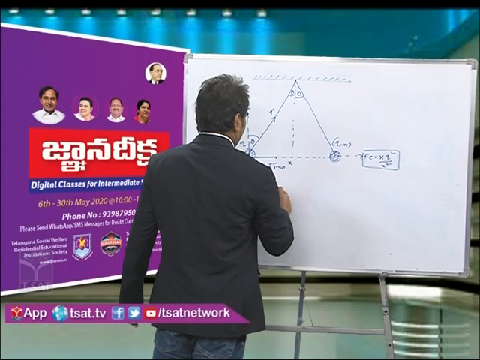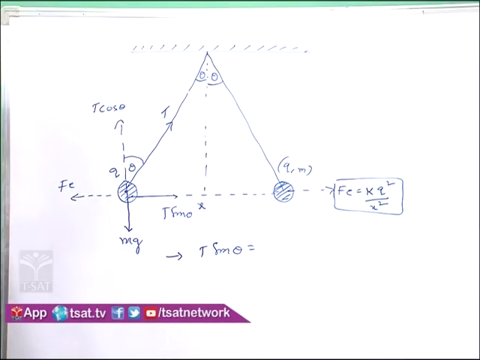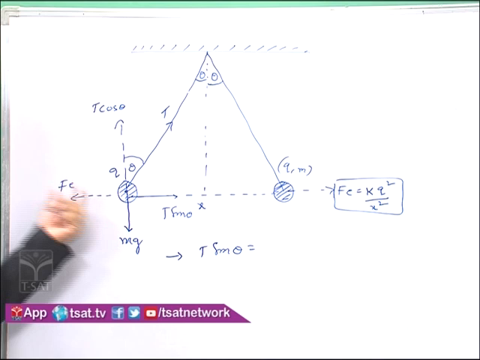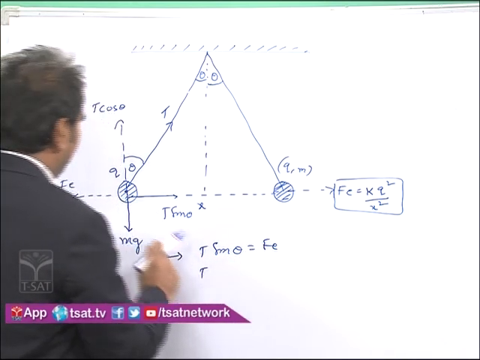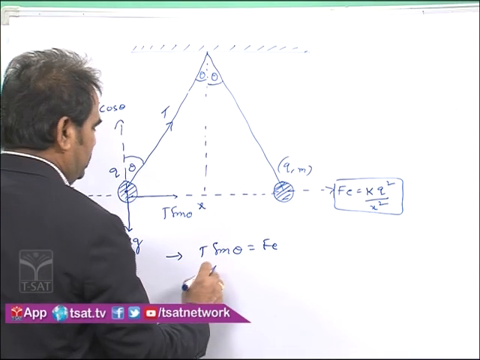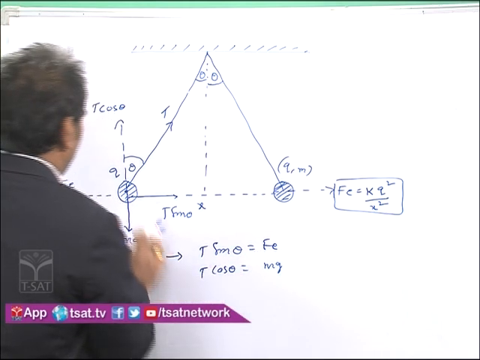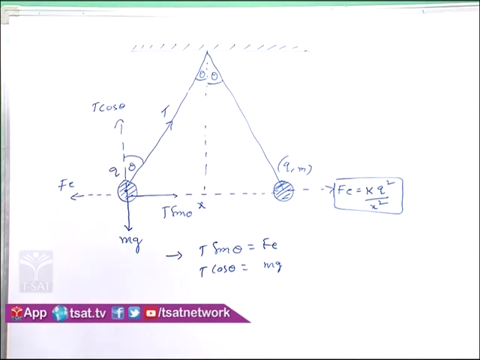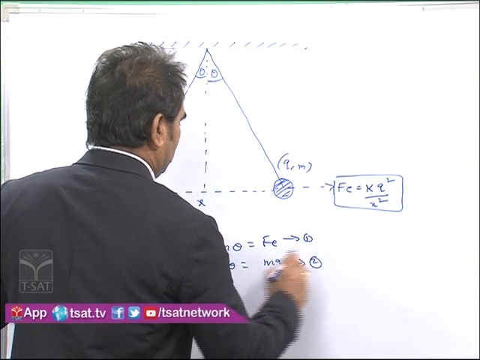Therefore, at the equilibrium condition, T sin theta is balanced by the Coulomb repulsive force, that is Fe. Second, T cos theta is balanced with the weight of the ball. Let this be equation number 1 and this be equation number 2.